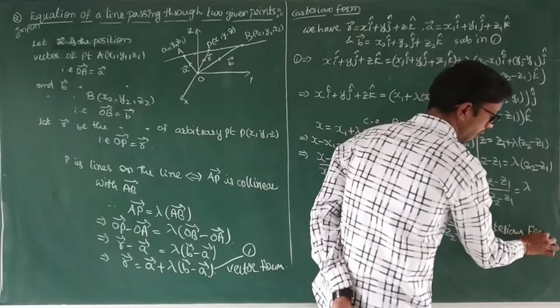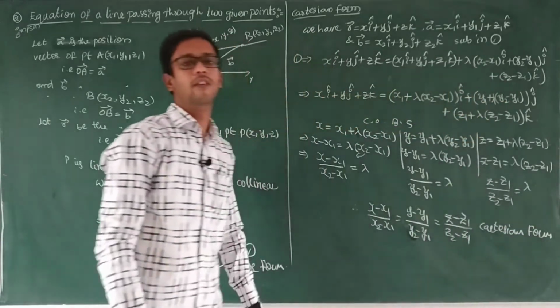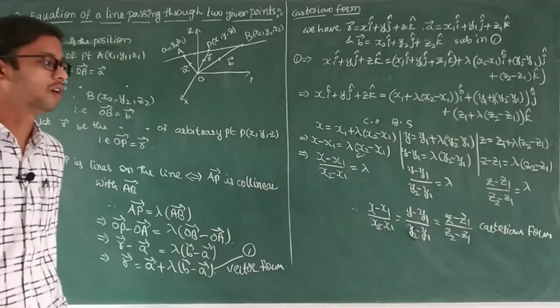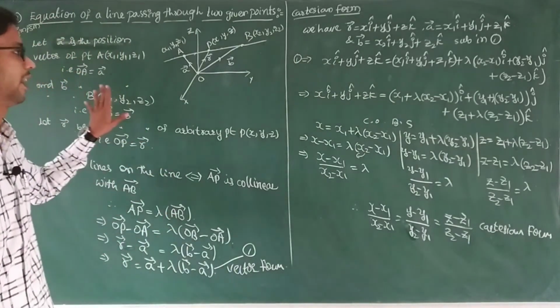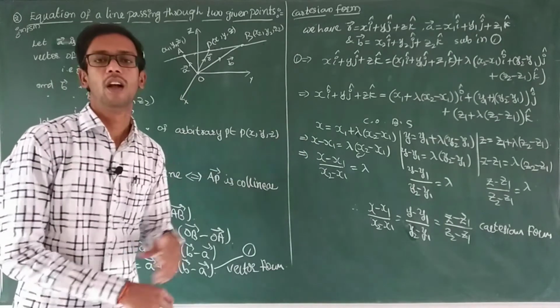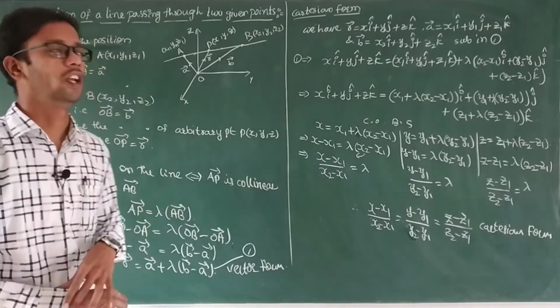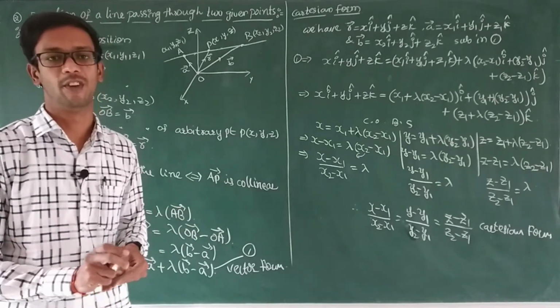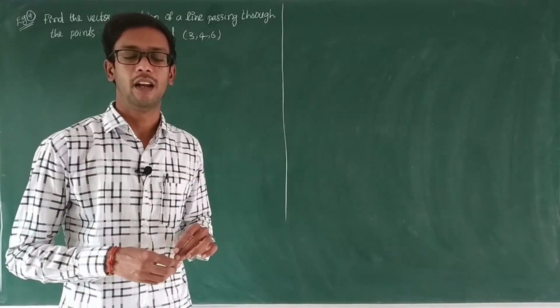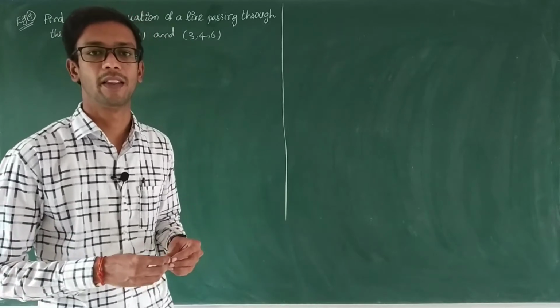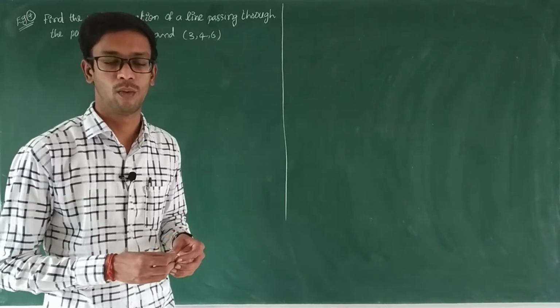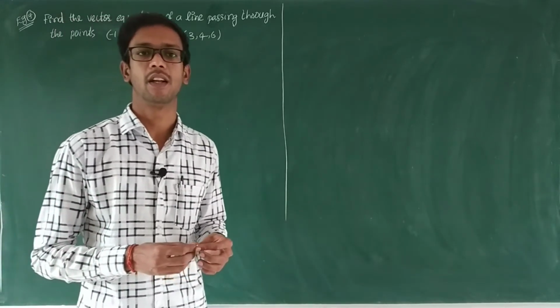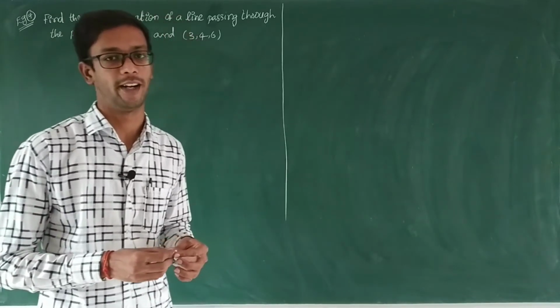Cartesian form of a line which is passing through given 2 points. So this is the vector form and this one is the Cartesian form. This is also very important for 5 marks questions, and based upon this one, problems will be discussed. Next, example 7, based upon theorem number 2, that is, the line equation passing through given 2 points.